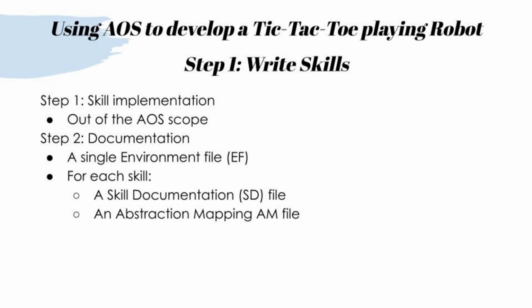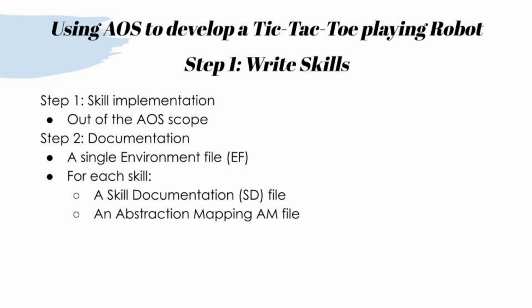So how do we use the AOS to develop an autonomous robot? The first step is implementing basic robot skills like navigation, object detection, or arm manipulation. These are out of the system's scope. The next step is documenting the skills and environment. An environment file is used to specify the skill-independent aspects of the model. These include state variables, terminal states, initial belief, and state-dependent rewards.